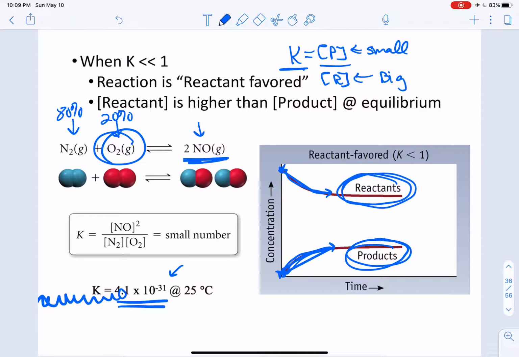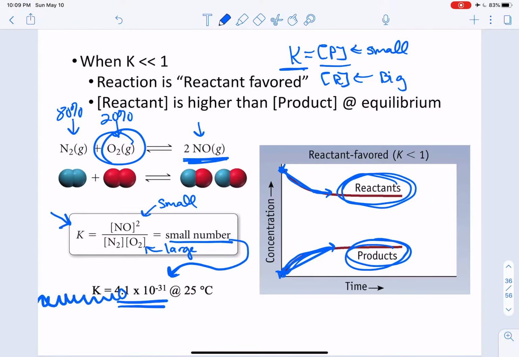And if we look at the equilibrium constant expression, this number on top is small, and the number on the bottom is large. So when you take a small number and divide it by a large number, like you take 2 and divide it by a billion, your answer is going to be a small number. It's going to look like 4.1 times 10 to the negative 31.